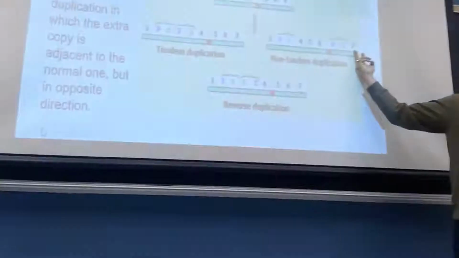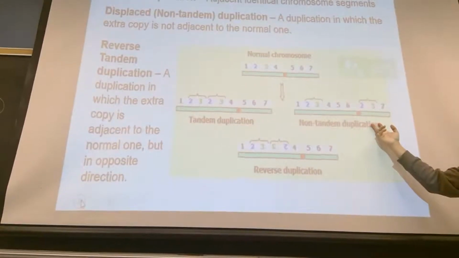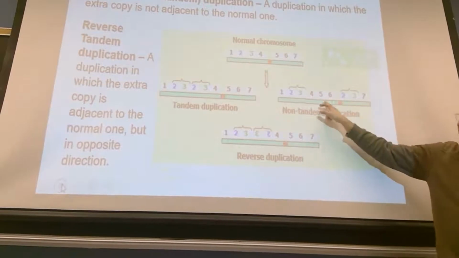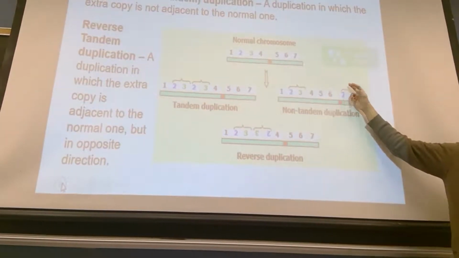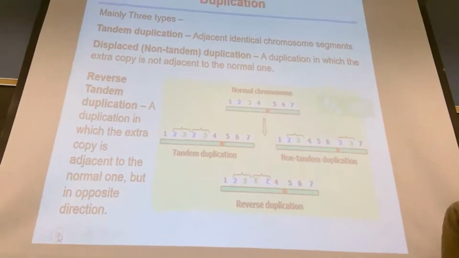If they are on the same chromosome, but in a different part, that could happen. Then it is called non-tandem duplication. Even it could happen that not in this chromosome, in the other homologous chromosome also. In such case, we should call it non-tandem duplication.